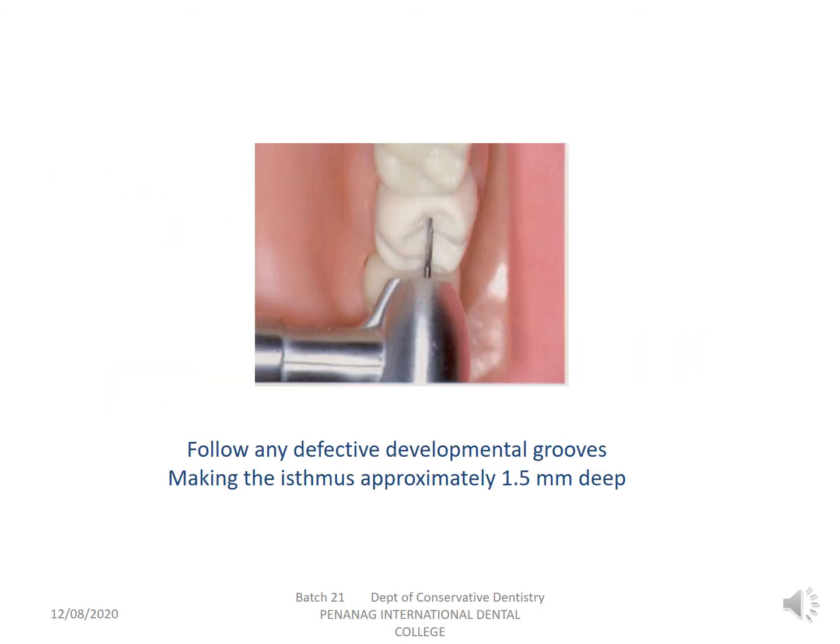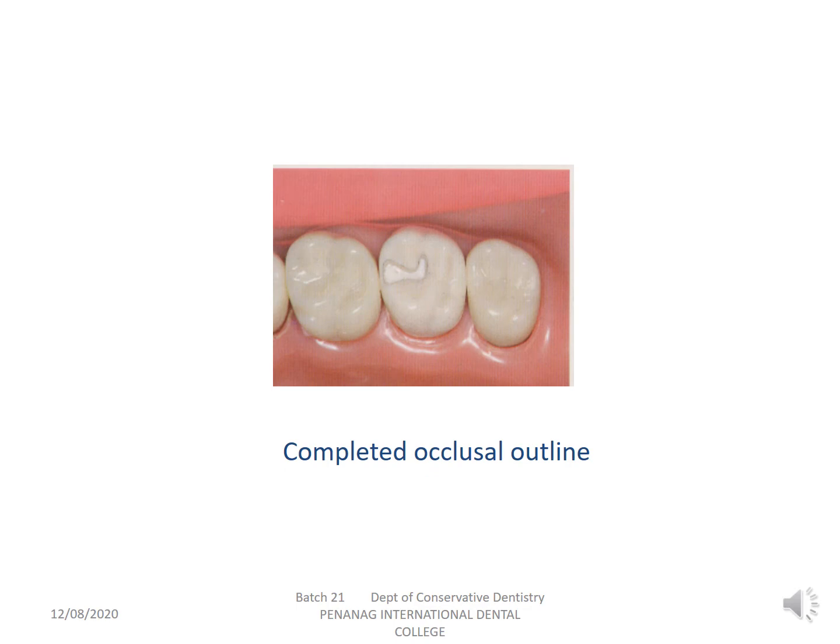So let's look at how the preparation is carried out. The first step is to give a small punch cut in the central area with your 271 bur, 1.5 millimeters deep, and then slowly follow the defective developmental grooves, making an isthmus approximately 1.5 millimeters deep. Extend the preparation like this to complete the occlusal outline. Do not go through the marginal ridge completely when you are doing the occlusal outline. The preparation depth is 1.5 millimeters.